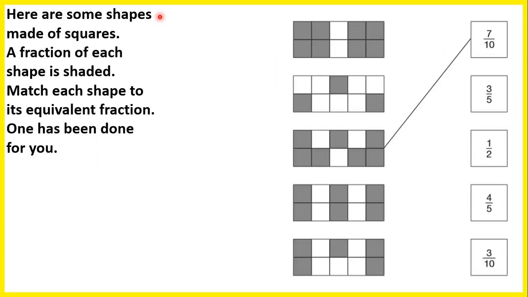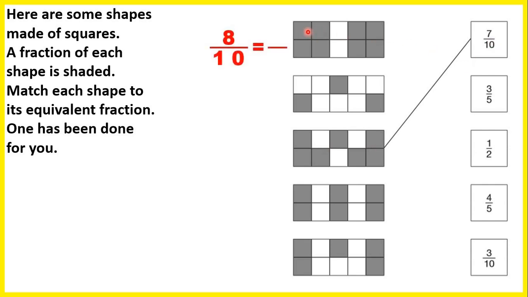Here are some shapes made out of squares. A fraction of each shape is shaded. Match each shape to its equivalent fraction. 1 has been done for you. So this shape is matched to 7 tenths because we have 7 parts out of 10 shaded.